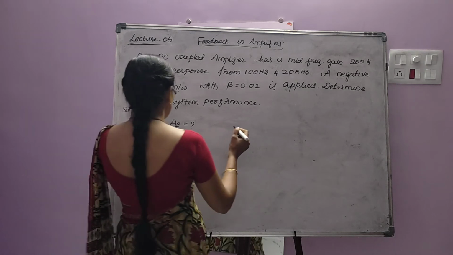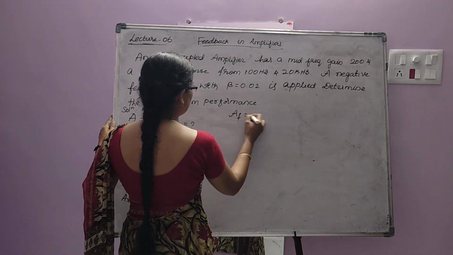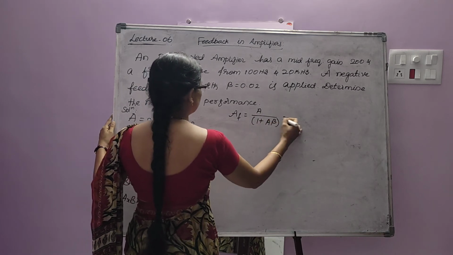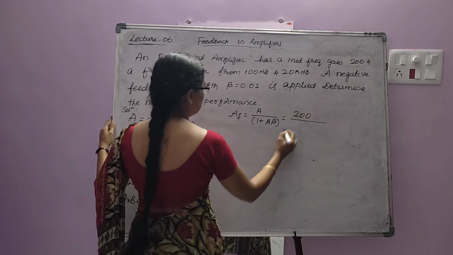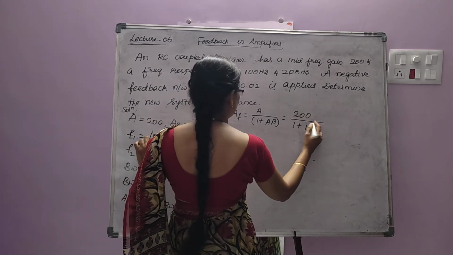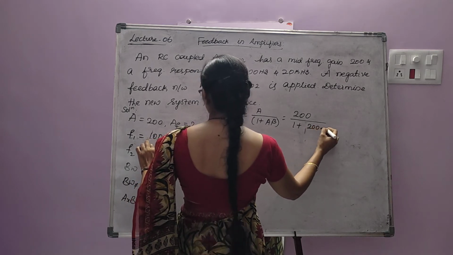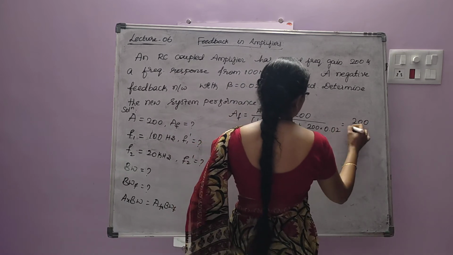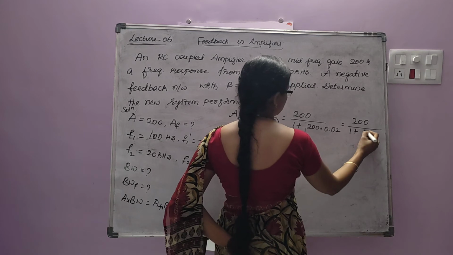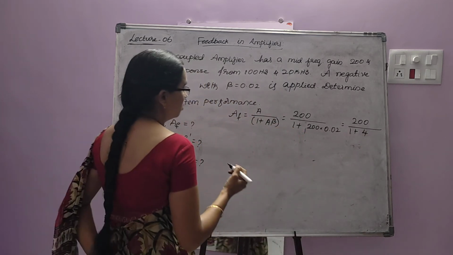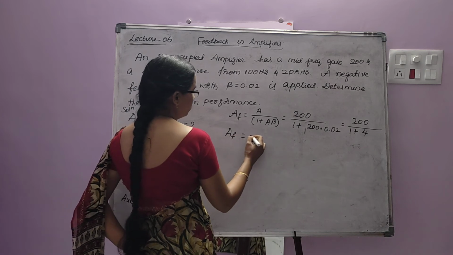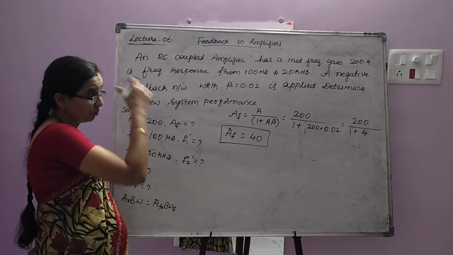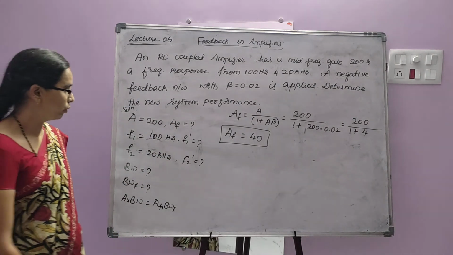Now AF we can calculate using the formula AF is equal to A by 1 plus A beta. A is 200. Calculate yourself: 200 into feedback fraction 0.02 is 4, so 200 divided by 1 plus 4, it is 5. So AF is equal to 40. Gain was 200, but with feedback it has been decreased to 40.